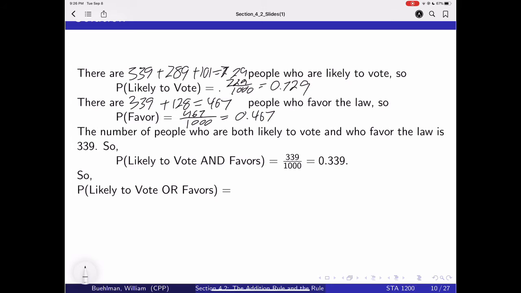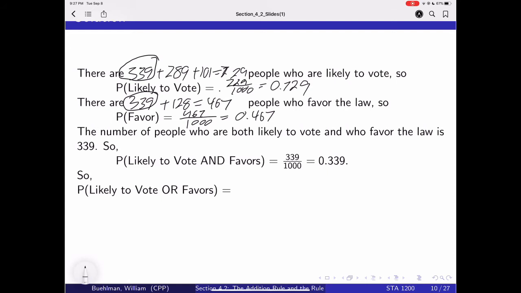We have to keep track of that because we've counted those people twice. As you can see, we counted them once here as the people who were likely to vote, and then we counted them again as the people who favored the law. So since we've counted them twice, we have to subtract them out once, so that way we make sure we only count them one time.